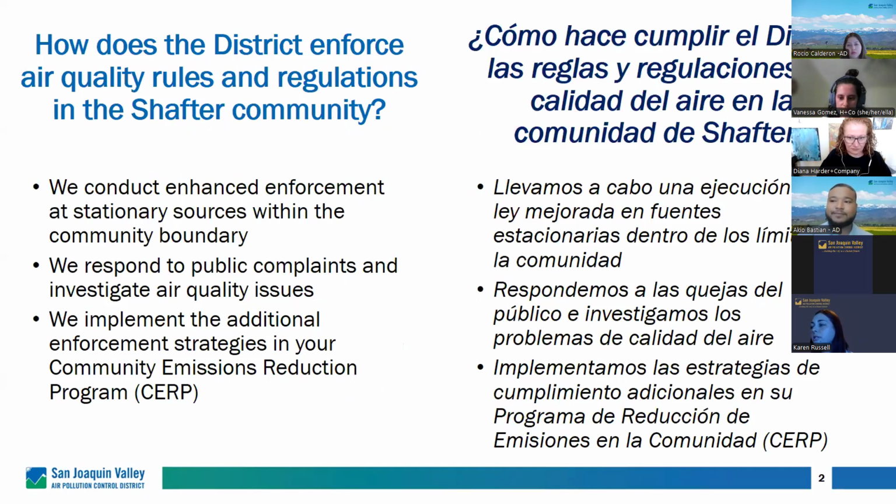So how does the district enforce its rules and regulations? In Shafter, we've implemented an enhanced enforcement schedule, which means that we perform more frequent inspections at stationary sources. Public complaints are treated as a top priority. We try to contact the reporting person who's called the complaint in within an hour and respond by either conducting a field inspection or referring the complaint to the appropriate agency as soon as possible. And then we implement the other enforcement strategies outlined in the CERP, and we'll review each of those later on.